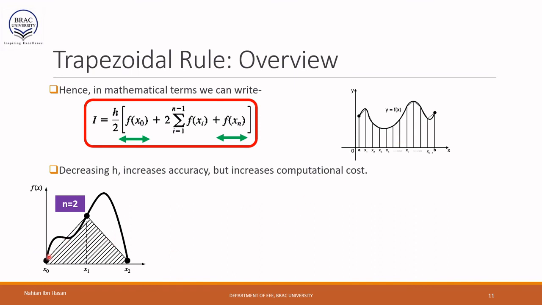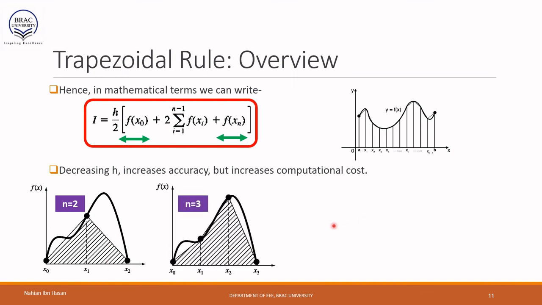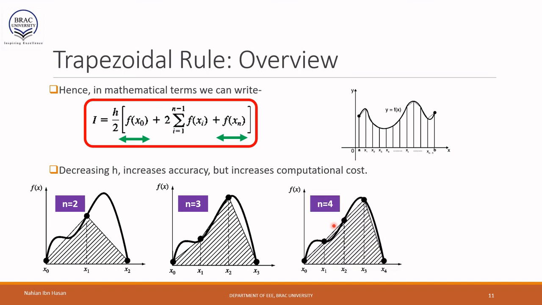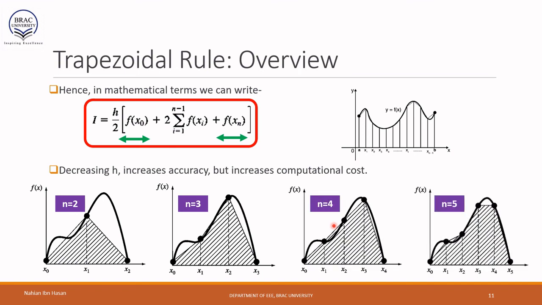Look at this. This is the curve of a function f of x, and we have only 2 segments. If we just want to calculate the area, we will have these 2 segments. If we increase the number of segments, that means decreasing h. This is for n equal to 3, n equal to 4, and n equal to 5. As we increase the value of n, that means as we increase the number of segments and decrease the value of h, the accuracy increases. This last figure calculates the area under the curve more precisely than the other 3.